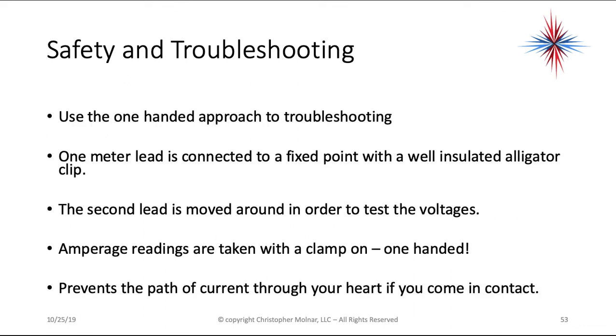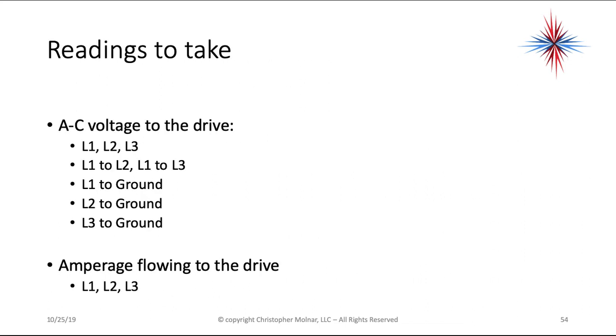Use the one-handed approach to troubleshooting. One meter lead is connected to a fixed point with a well-insulated alligator clip. The second lead is moved around in order to test voltages. Amperage readings are taken with a clamp-on, one-handed. By using one hand, it prevents the path of current through your heart if you come in contact with the current. Be ultra cautious with any system with a VFD.